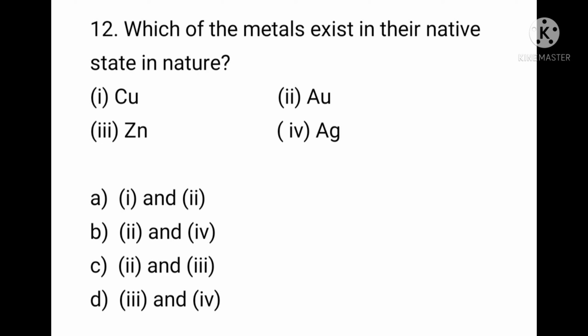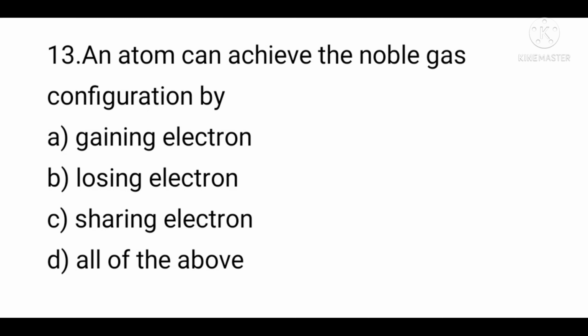Question number 12. Which of the metals exist in their native state in nature? 1. Copper, 2. gold, 3. zinc, 4. silver. Option A 1 and 2, B 2 and 4, C 2 and 3, D 3 and 4. Here the correct option is option B, 2 and 4. That is gold and silver. They are very less reactive metals and they don't exist in the compound form.